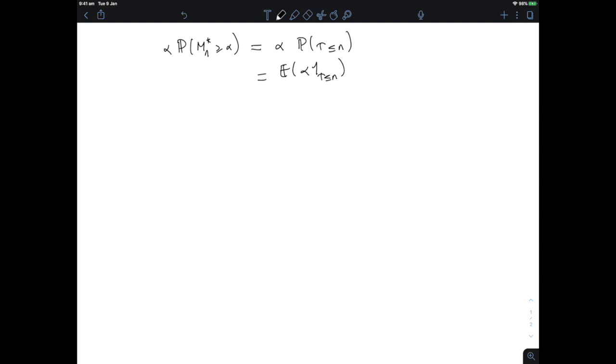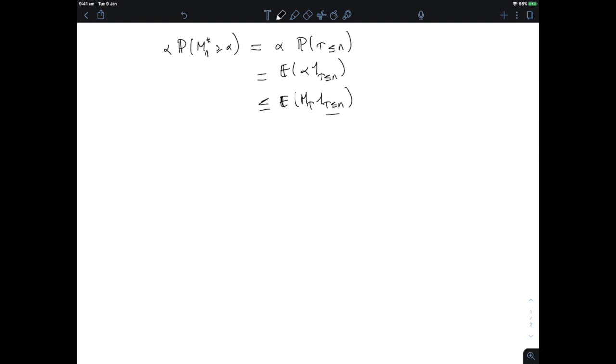Now, at the point of time tau, at the stopping time, the maximal process, the maximal sequence has gone above alpha. So this here is certainly smaller than the expectation of m of tau times this indicator function, because m of tau is always greater or equal than alpha. And I have a monotonicity property of just standard expectation.